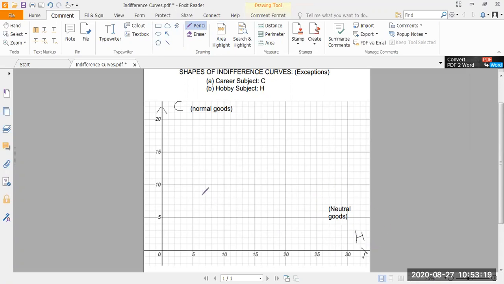So this will be easier. What happens is, if I get 10 marks in the normal good, so if I have 10 marks in career subject and 5 marks in hobby subject, I end up with this amount of utility. And as I mentioned before, if I get 10 marks in my career subject and 20 marks in my hobby subject, I end up with the same amount of utility. So naturally, in this case, I will have a horizontal indifference curve. So now you know that if you have a neutral good on your vertical axis, you end up with a vertical indifference curve, and vice versa basically.